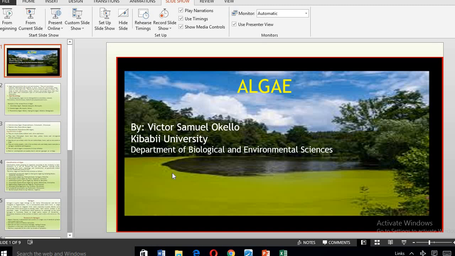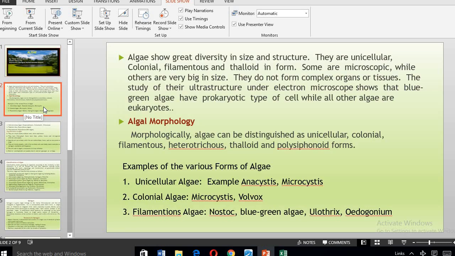Now, algae exhibit a great diversity in size and even in structure. Algae can be unicellular, that means they are single-celled, colonial, several cells forming colonies. It can be filamentous, that is they are made of filaments, or it can be thalloid. Thalloid, we said in the previous lecture, is where the body form is just a thallus. Some algae are microscopic, while others are very big in size.